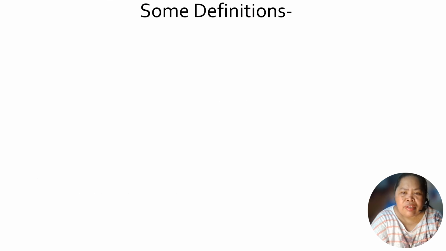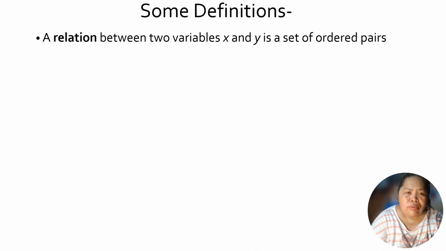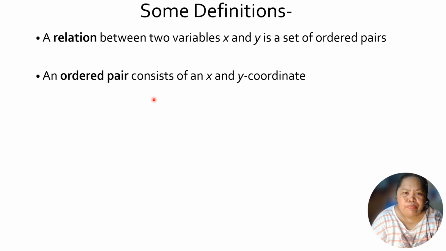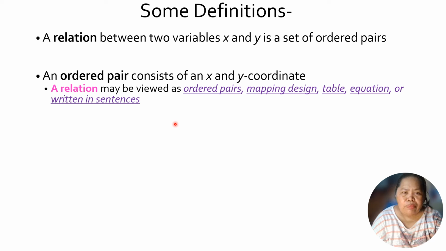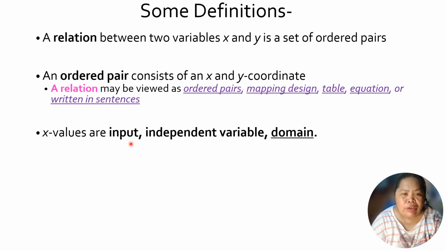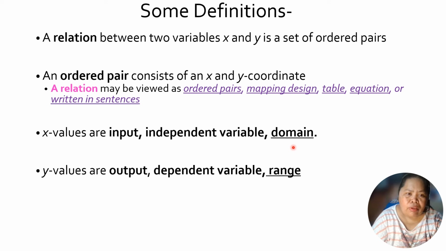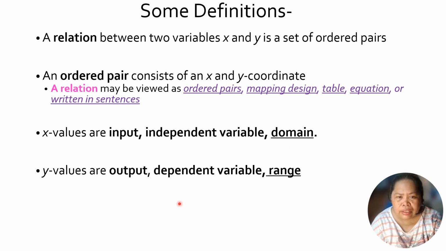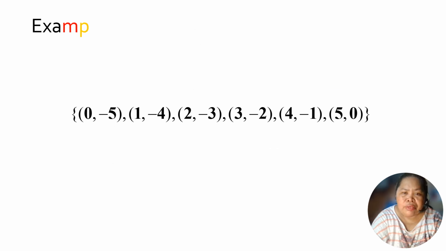Okay, so here are some definitions that we need to consider. A relation between two variables, x and y, is a set of ordered pairs. An ordered pair consists of x and y coordinates. A relation may be viewed as ordered pairs, mapping, diagram, table, equation, or written in sentences. Okay? So, x values are input, the independent variable, also known as the domain. The y values are output, the dependent variable, also known as the range.